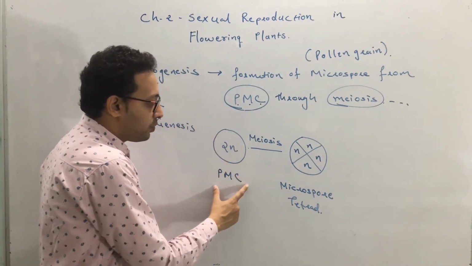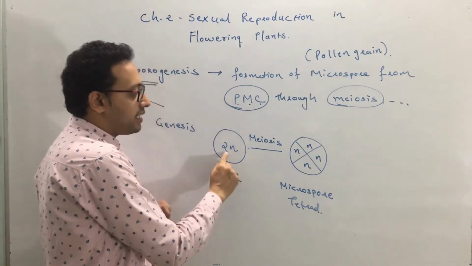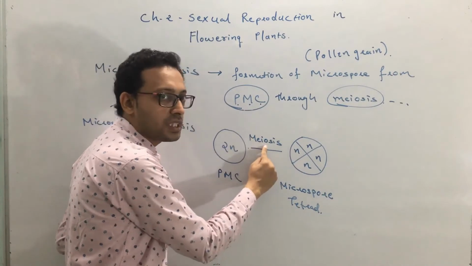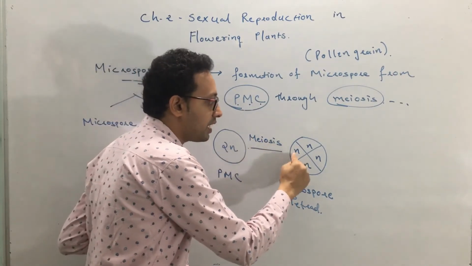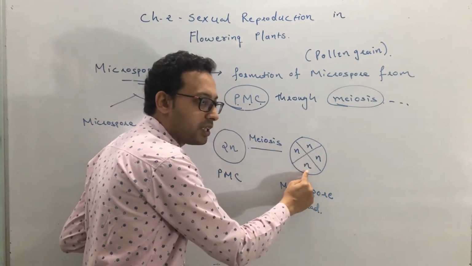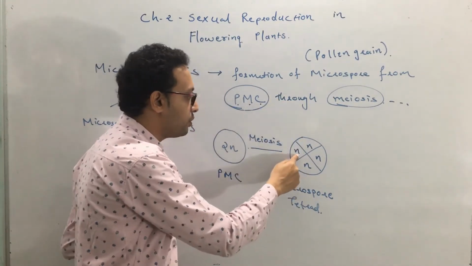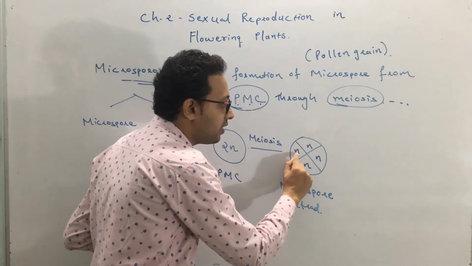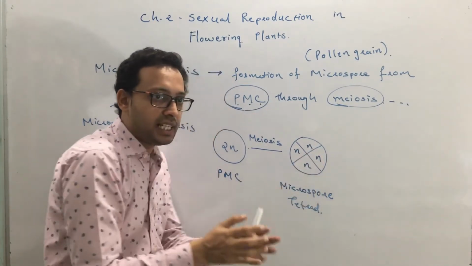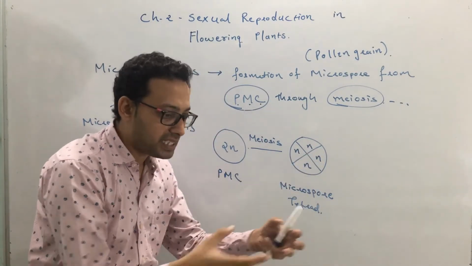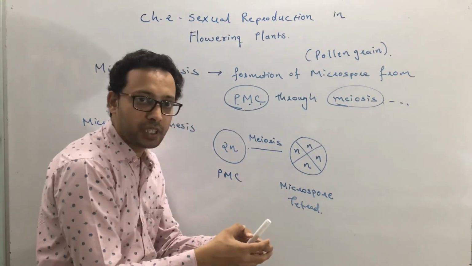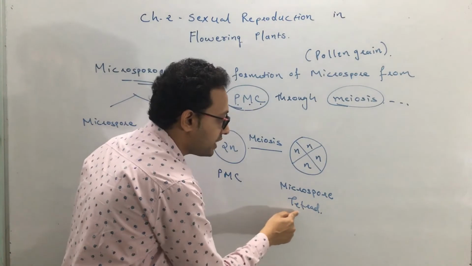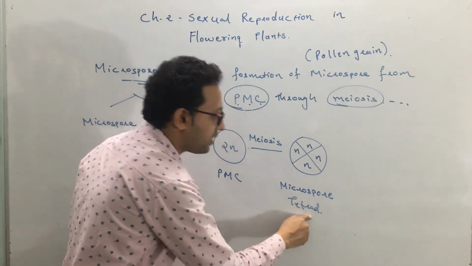Here in microsporogenesis, the pollen mother cell contains how many chromosomes? 2n number of chromosomes. It divides by which process? Meiosis. It's meiosis, so obviously how many daughter cells are produced? 4, containing half the number of chromosomes than the parent. So if the parent has 12 chromosomes, the daughter cell has 6. These cells don't remain separated. They remain attached together initially, forming a cluster of 4 cells. This cluster of 4 cells is called a tetrad, a microspore tetrad.